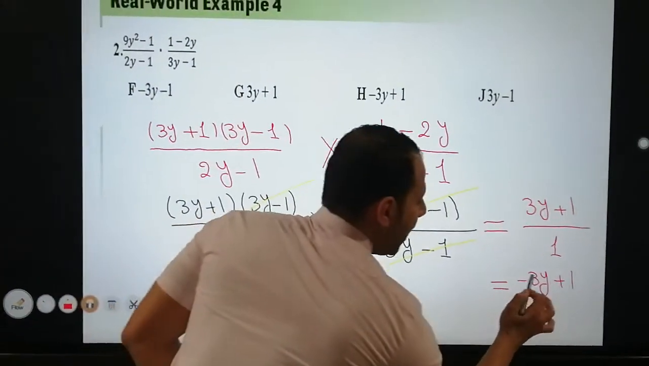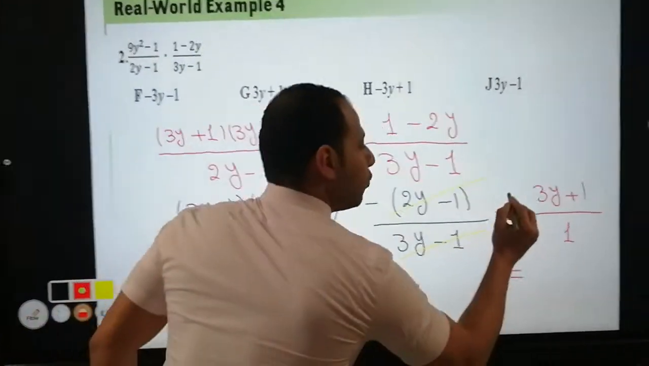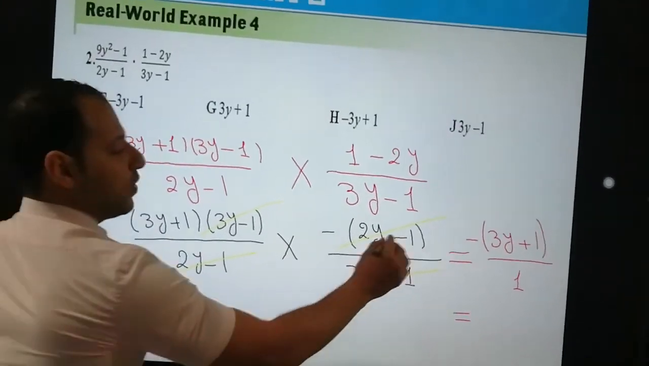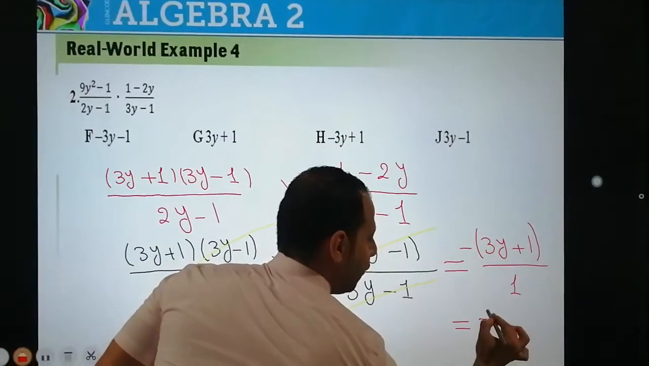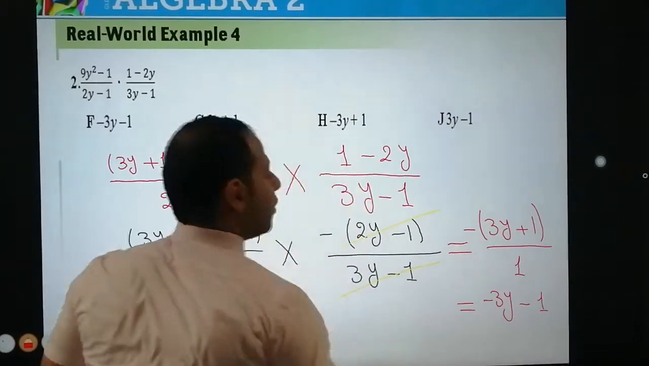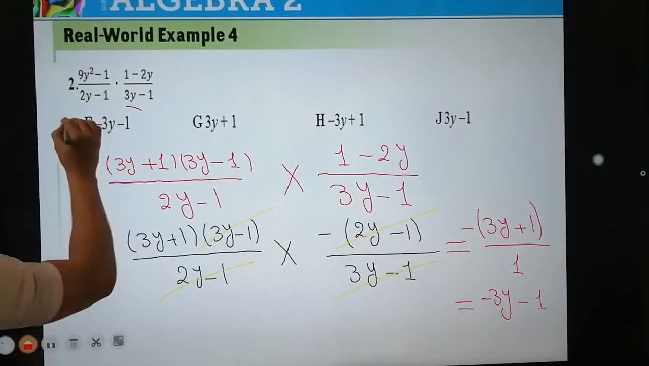Pay attention to this. So from the beginning we have to write the negative here and make a bracket like this. So the negative sign changes the sign of the first and changes the sign of the second term. So the result will be negative 3 minus 1. It will be letter F.